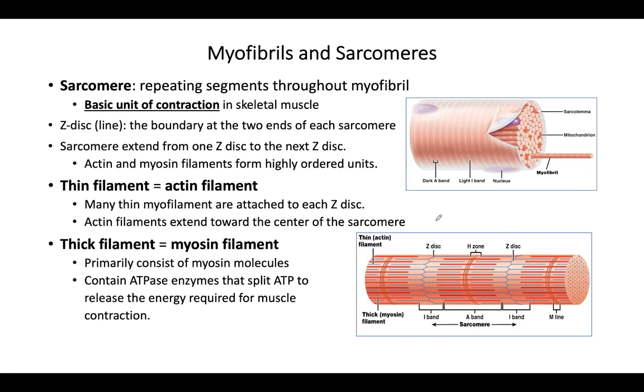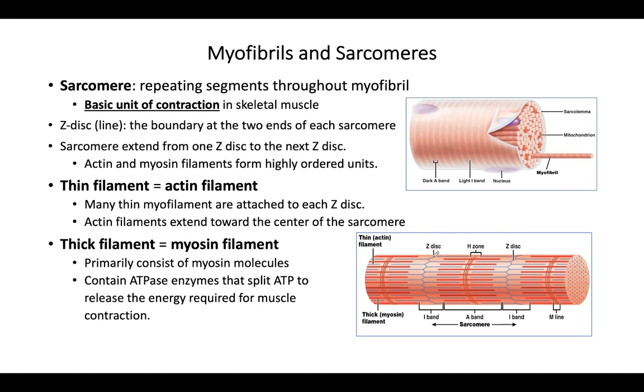I mentioned sarcomere is the basic structural unit of a contraction. What is the composition of a sarcomere? Sarcomere is a repeating segment throughout the myofibril. So myofibril is like a thread-like or stick-like organelle, and when you look at it, you can see this kind of dark-light striation. This striation can be generated by myofilaments, and the distribution of the myofilaments generates a certain repeating pattern. This repeating segment is called sarcomere.